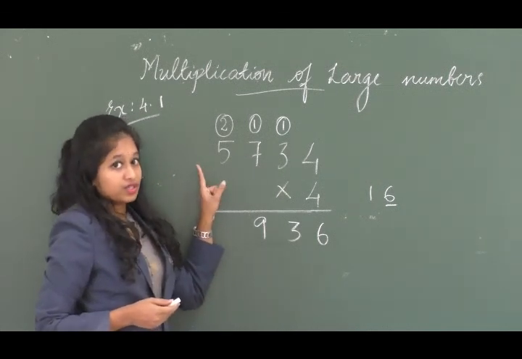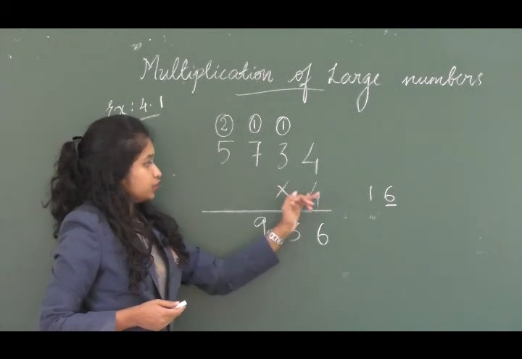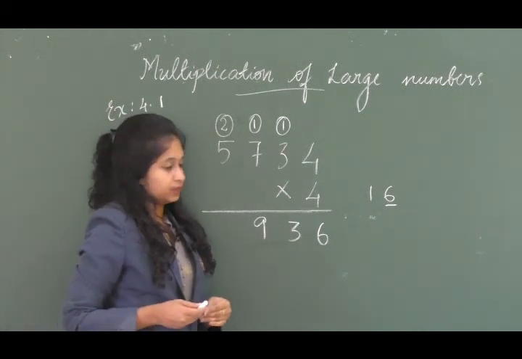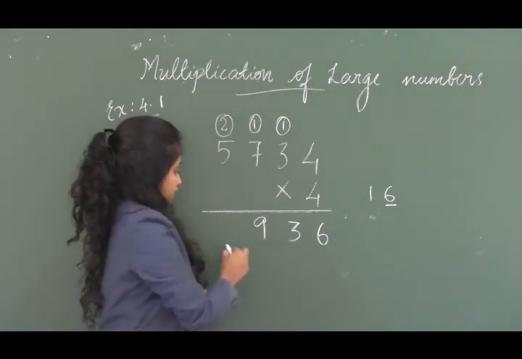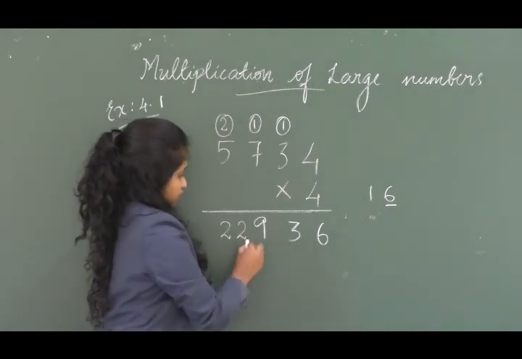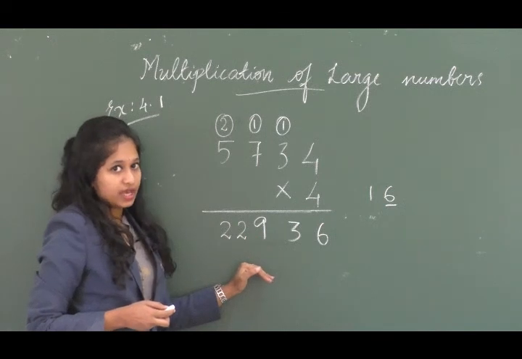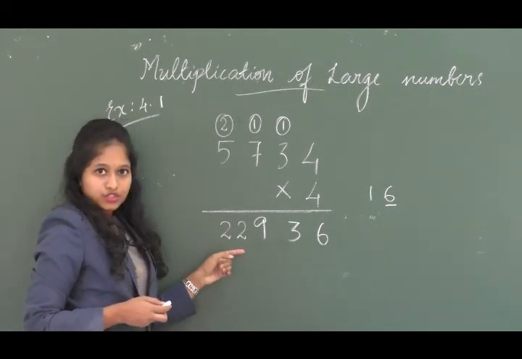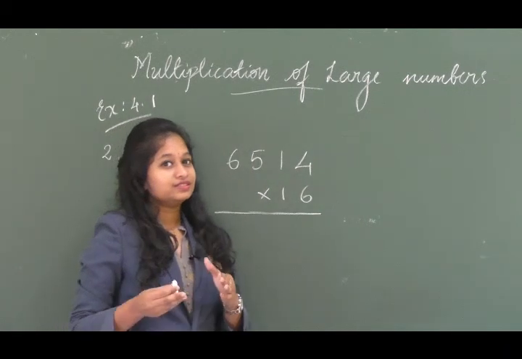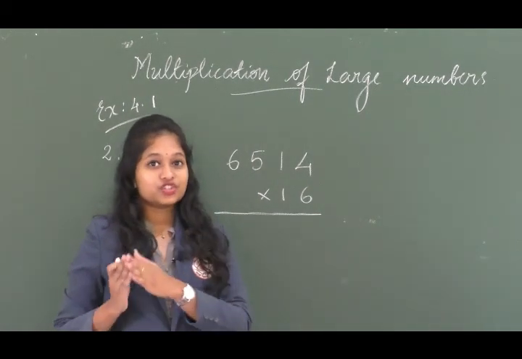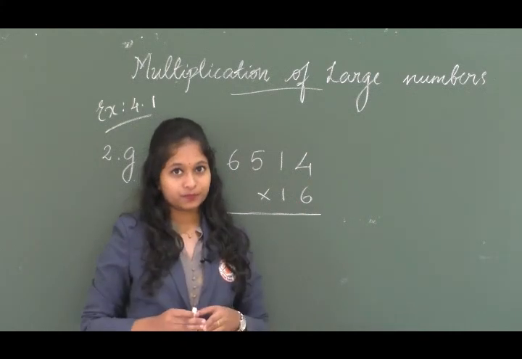Now what is remaining? The number in thousands place. So 5 into 4 is 20. 20 plus 2, 22. Right? 22 here. So we got the product as 22,936. Now let us move on to multiplication using a 4-digit number by a 2-digit number.